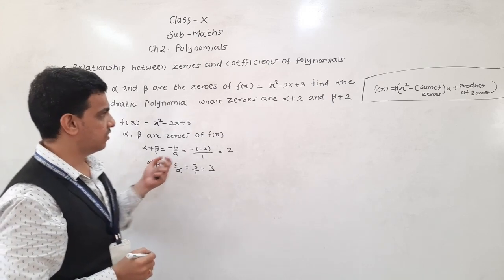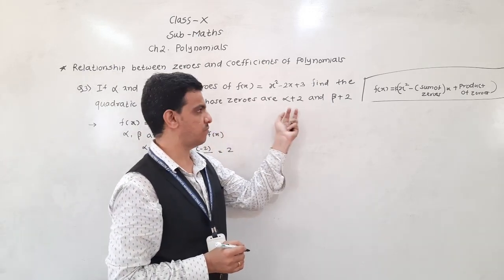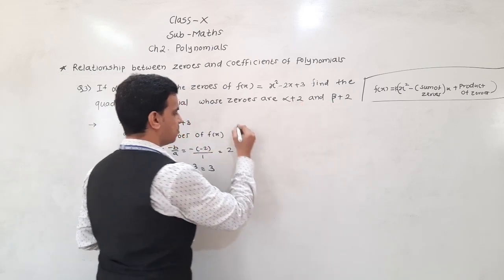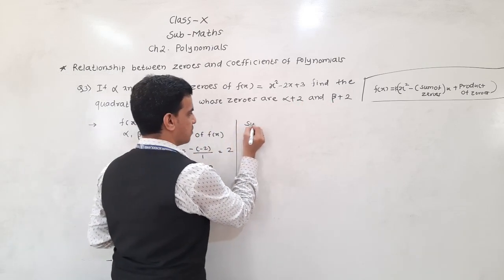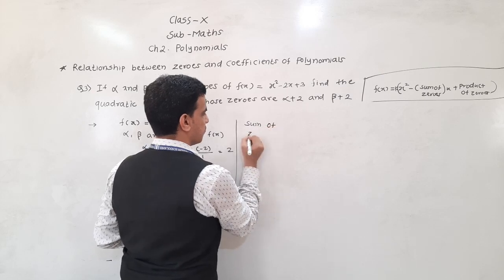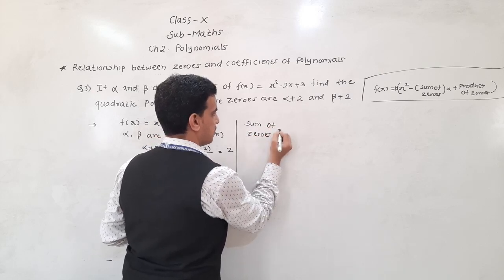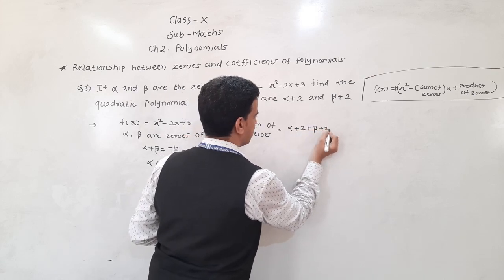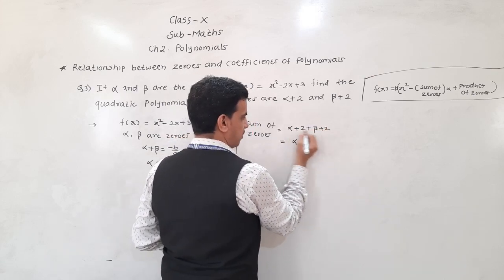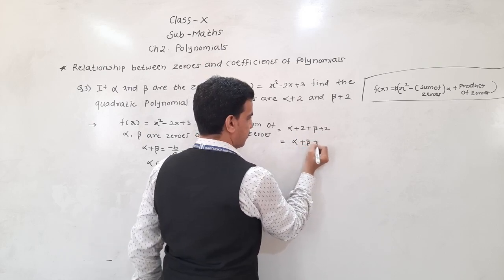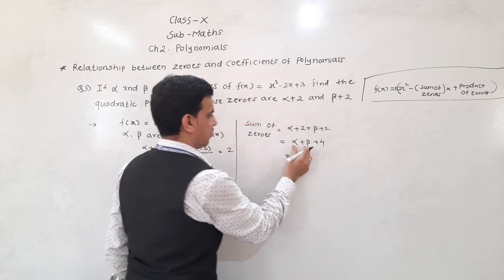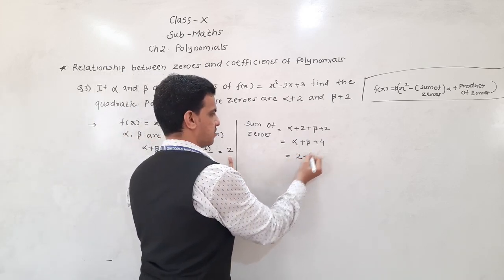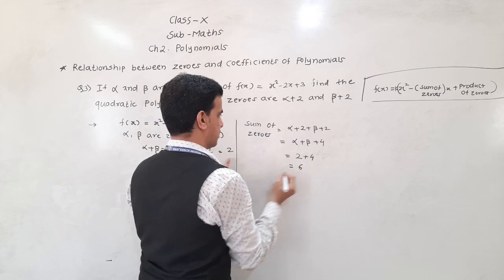Now we have to find the quadratic polynomial whose zeros are alpha plus 2 and beta plus 2. So first we have to find the sum of these zeros. Sum of zeros is equal to alpha plus 2 plus beta plus 2. So that is alpha plus beta plus 4. So alpha plus beta we have 2, plus 4, that is 6.